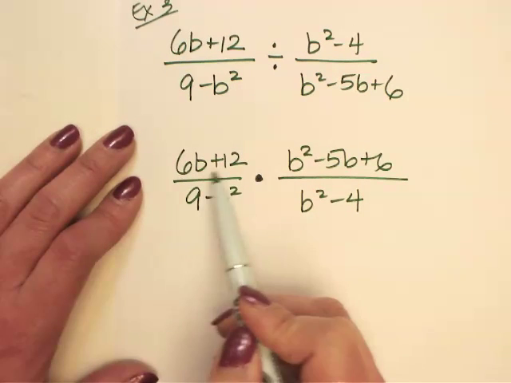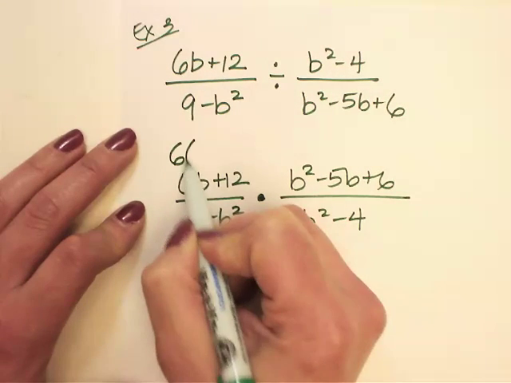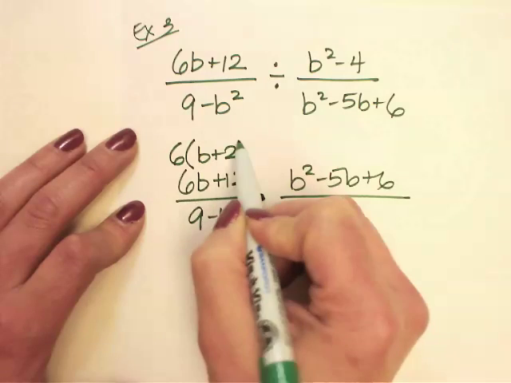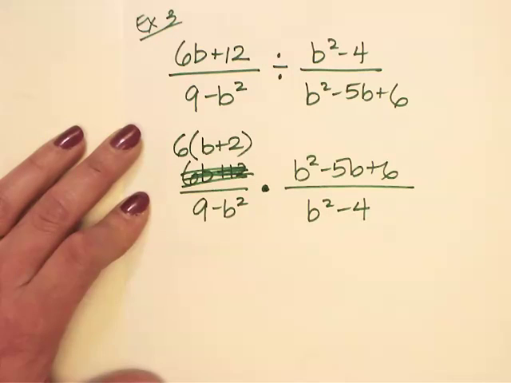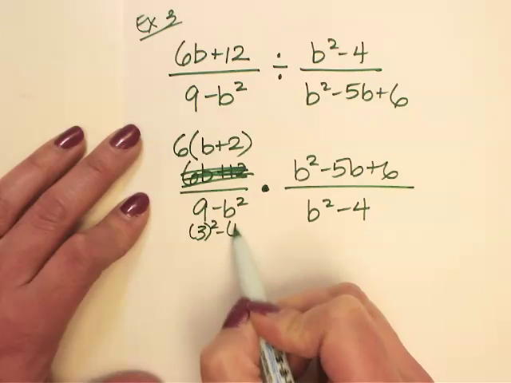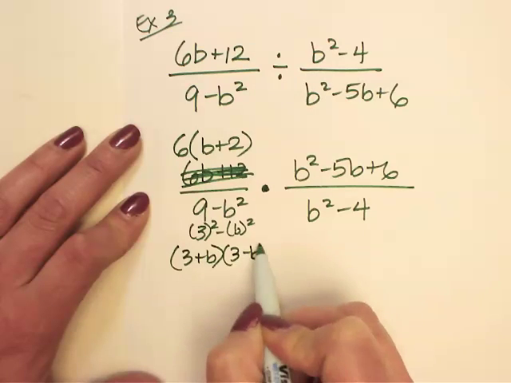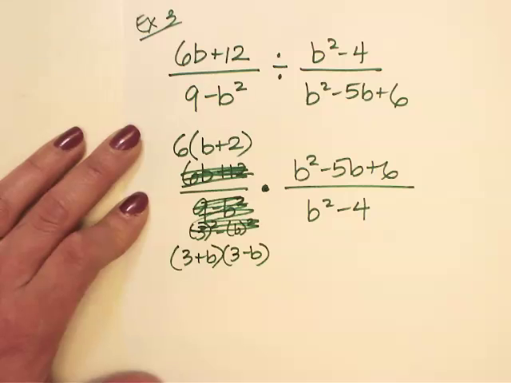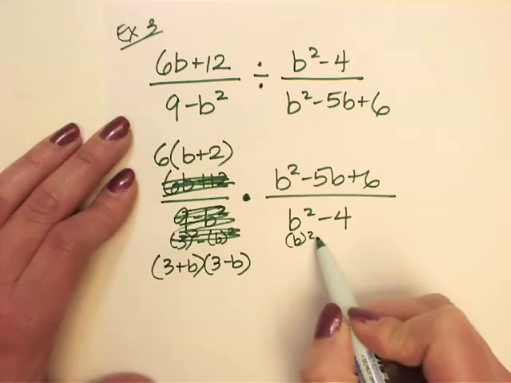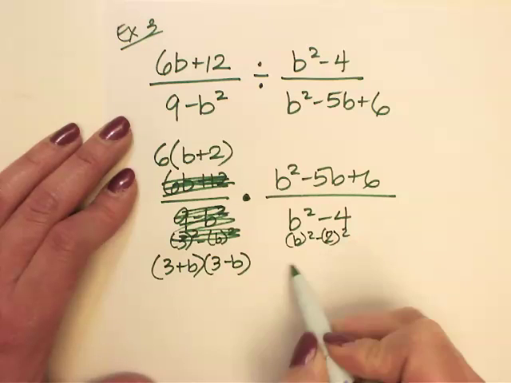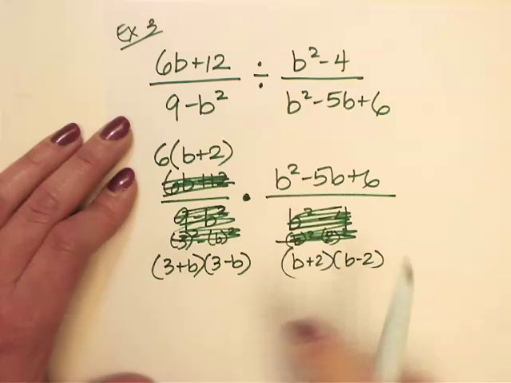So take a look. 6b plus 12, you notice that there's a GCF of 6 here. I'm going to replace it with 6 times the quantity b plus 2. So cross that out because I've replaced it. I notice I have a difference of squares right here. This is a 3 squared minus b squared. So this becomes 3 plus b and 3 minus b. So I've replaced this one. Cross that one out. Then I come over here. I notice I have another difference of squares. So this is b squared minus 2 squared. So this becomes b plus 2, b minus 2. Crossing that one out because I'm replacing it.